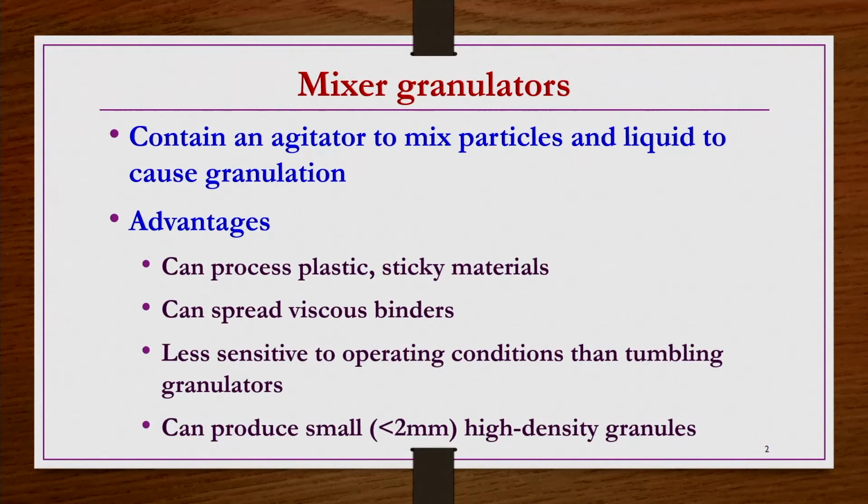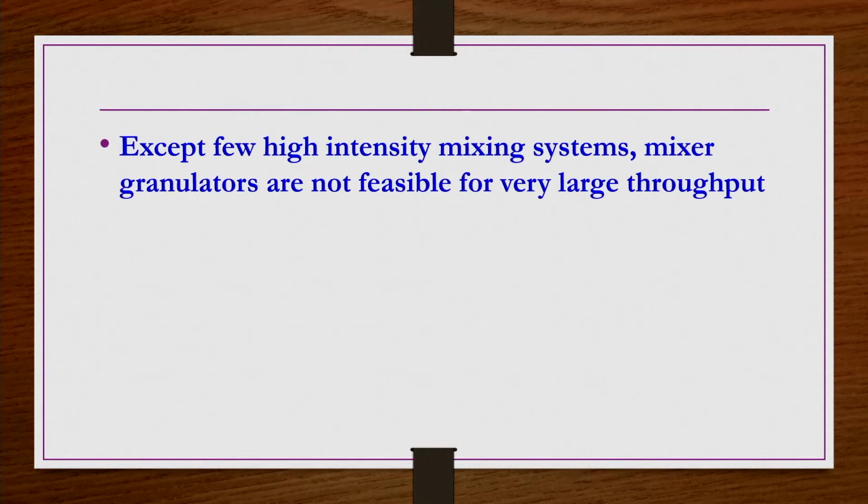And then they produce granules of size less than 2 mm which have high density. So high density granules of appropriate size, up to 2 mm or less, can be conveniently produced by these mixer granulators. Coming to the throughput, these mixer granulators are in general not good for high throughput. Their throughput is moderate to low in general. However, there are a few high intensity mixing systems where you can even achieve high throughput, but in general they are not suitable for very large throughputs.